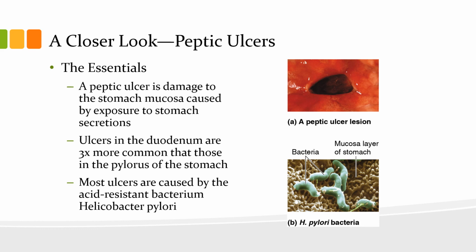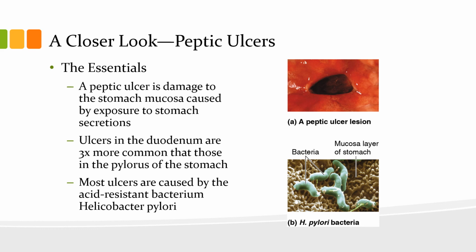Although a stressful lifestyle does seem to aggravate existing ulcers, recent studies indicate that most such ulcers are caused by a strain of acid-resistant bacteria, Helicobacter pylori, that burrow through the mucus coat of the stomach, leaving unprotected areas. This corkscrew-shaped bacterium, which you can see in the bottom picture here, is found in the stomachs of 50% of healthy people and 70 to 90% of people with ulcers.